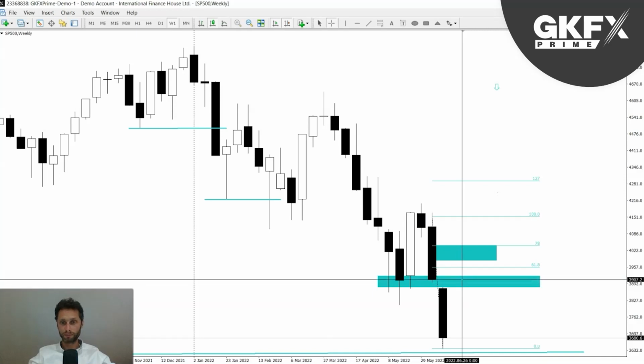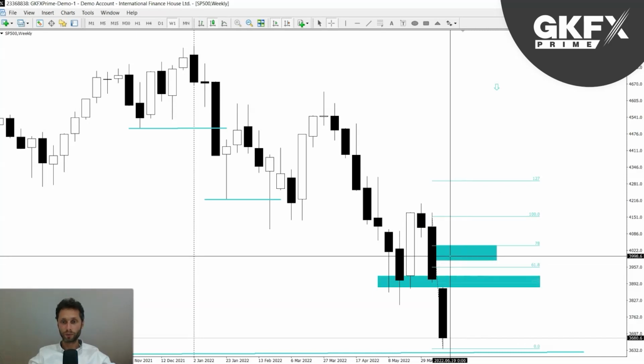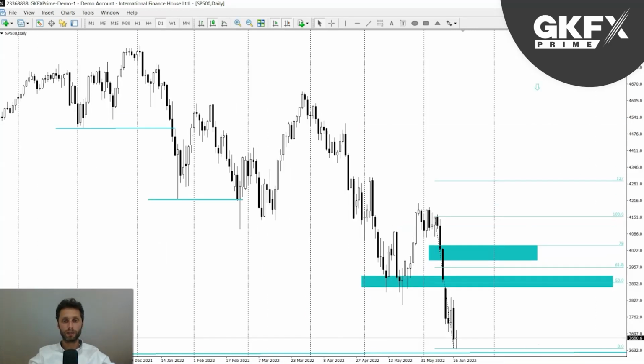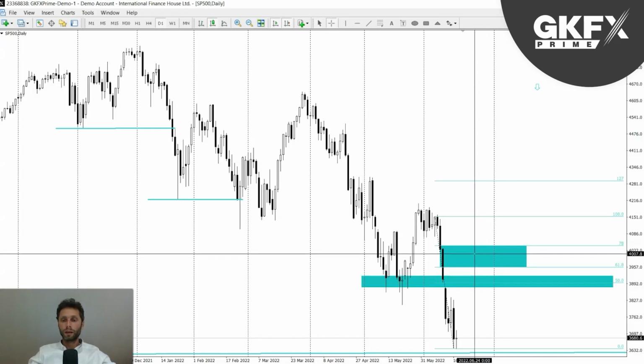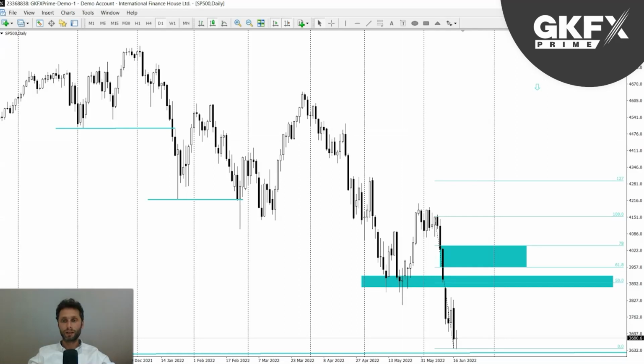If we have this turnaround on the 50, 61.8, or maybe even higher. And I do like this higher price because there's a nice big gap here. There was only selling. I'm just going to mark this gap, between the 61.8 and 78. And that will be a better price to sell from. So let's see how the market reacts.